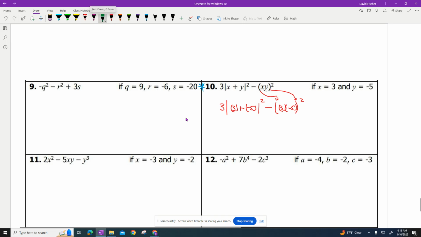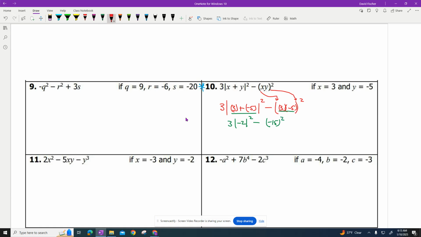My work is looking pretty sloppy here. So I want to do the work inside my absolute value first. I have 3 plus a negative 5. I have more negatives than positives, so I know that's a minus 2. I want to keep my absolute value, keep my 2, and keep my 3 right here. Minus, now I want to do my work inside here. 3 times negative 5 is a minus 15. Keep my parentheses and put my square there.